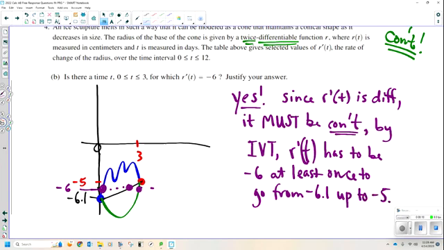You could write it 500 different ways, and all 500 could be correct. Well, you can write it 1,000 ways, some would be wrong, but as long as you get that general information: r of t is continuous. By the intermediate value theorem, it has to be negative 6 because it goes from negative 6.1 to negative 5. You got to hit it once. Got to.